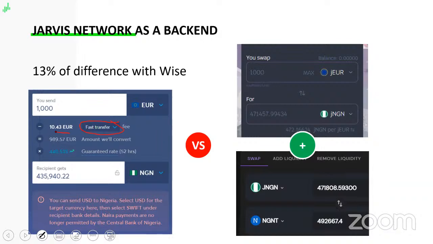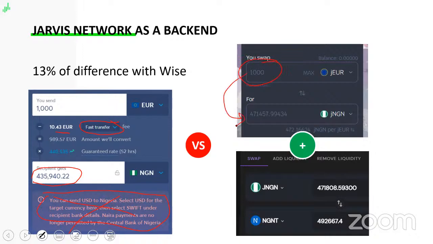So for example, with WISE, even though you cannot actually send euro, I mean, they tell you here that you can only send USD, but let's say that it's possible to send euro. So for 1,000 euro, if you want to send naira to someone in Nigeria, you will send them 435,000 naira. What happens if you use Jarvis? So first, you need to get J euro. As you know, you will go to Mont Pelerin. You can get 1,000 J euro by spending exactly 1,000 euros. So no fees.